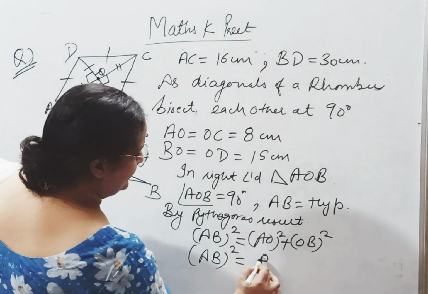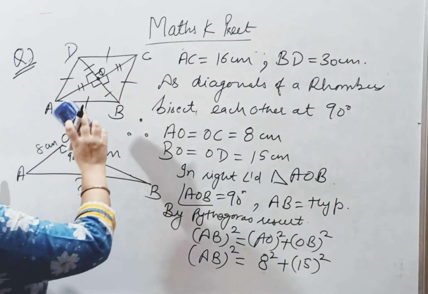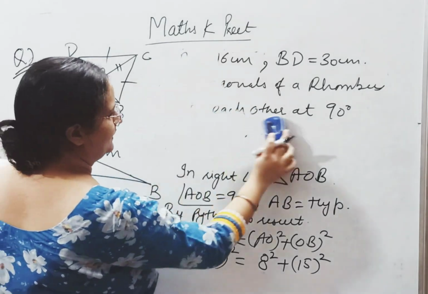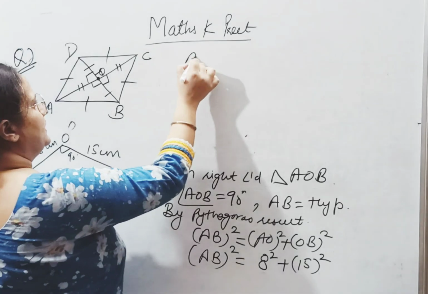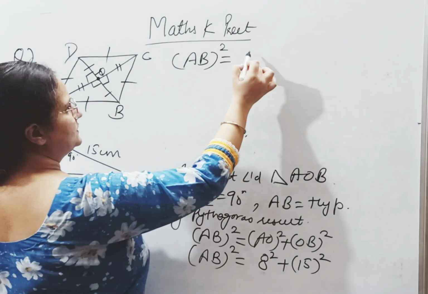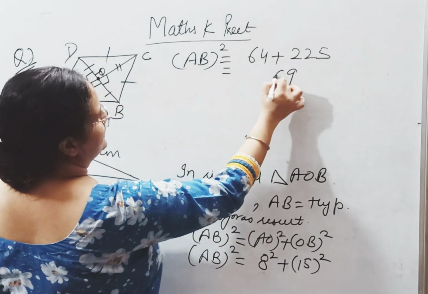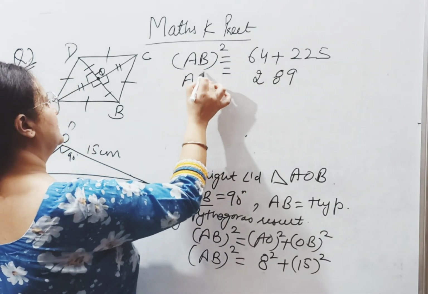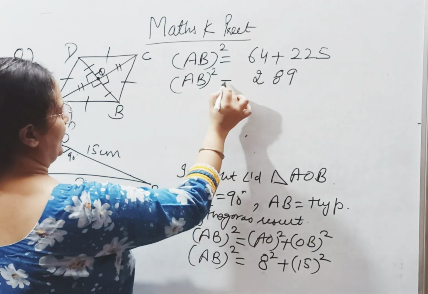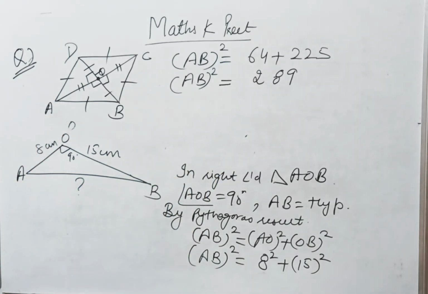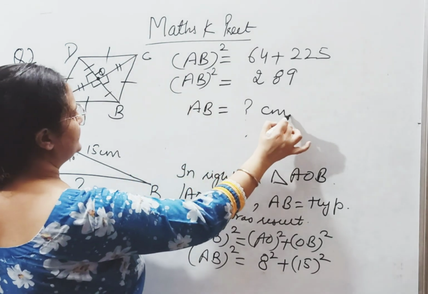AO is what? 8 square plus 15 square. Let me write here for you all. So AB square is equals to 64 plus 225. This is equals to 289. AB square is equals to 289. So we can find the length of AB from here in centimeters.